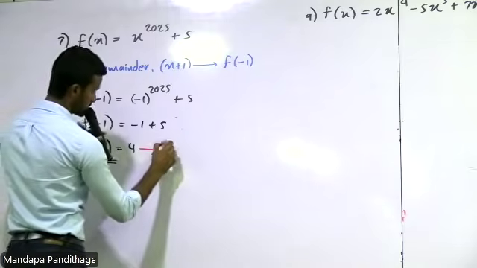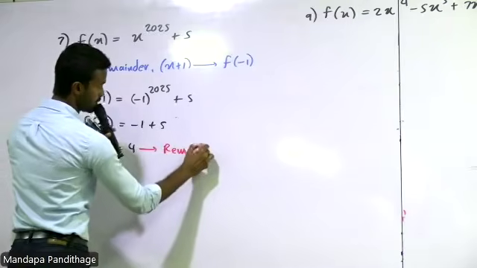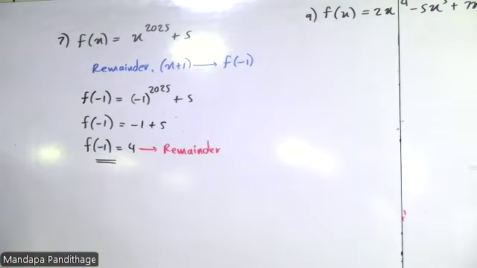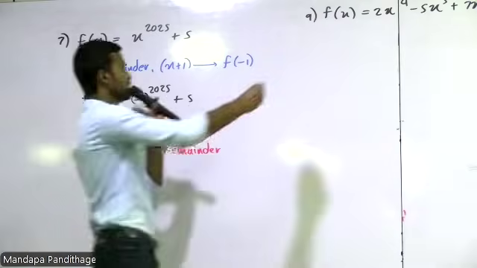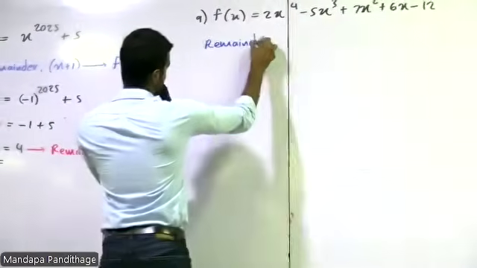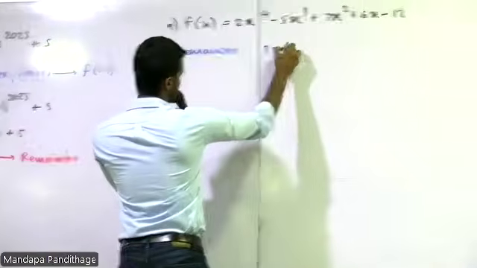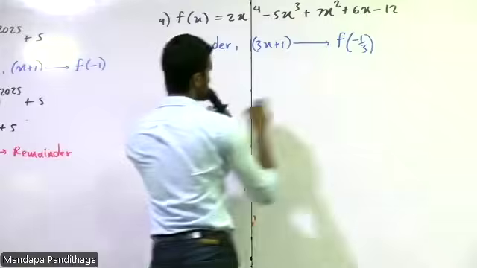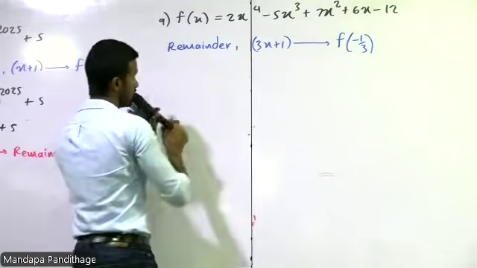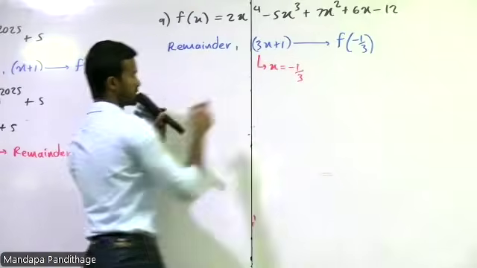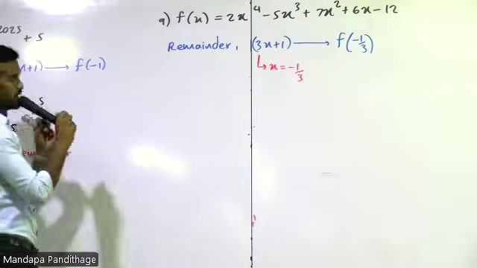The hardest one, with the simplification, is question number 9. If you can do that properly, 11 and 13 are normal ones. Here we have to find the remainder when divided by 3x plus 1. So I know 3x plus 1 becomes 0 when x equals minus 1 over 3. So what is the remainder? It's f minus 1 over 3.